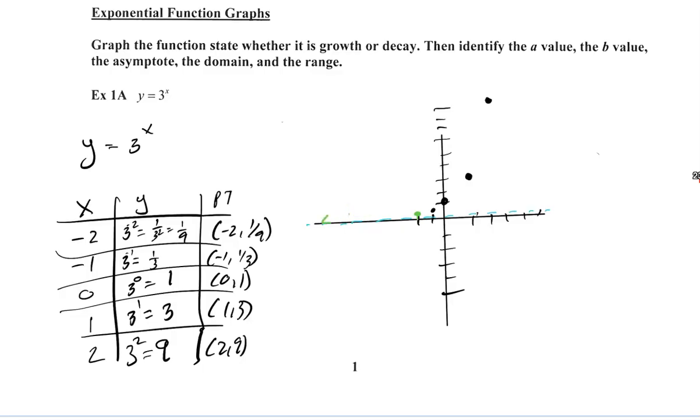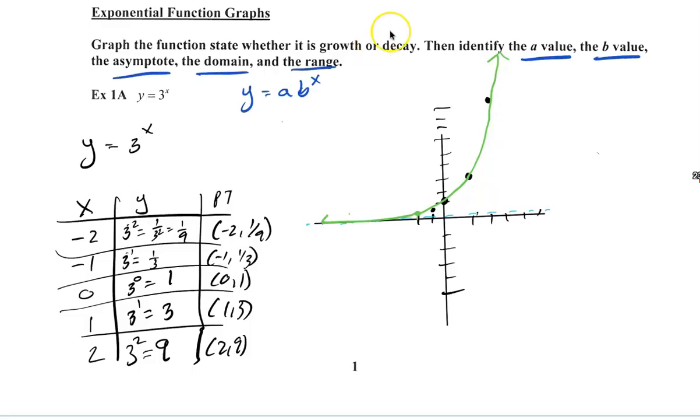Should be closer to the 0. So like that. And that's our exponential graph. Now I skipped some questions. Let's answer these. So keep in mind we have an exponential graph, right? So that equals y equals a times b to the x. It wants to identify the a value, the b value, the asymptote, the domain, and the range.